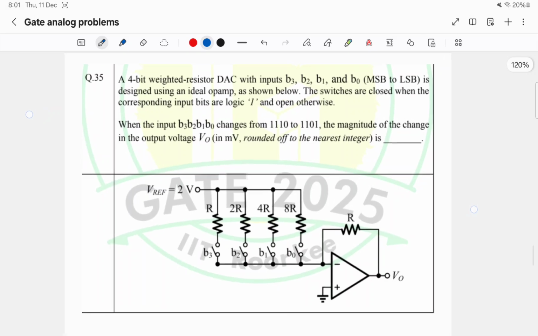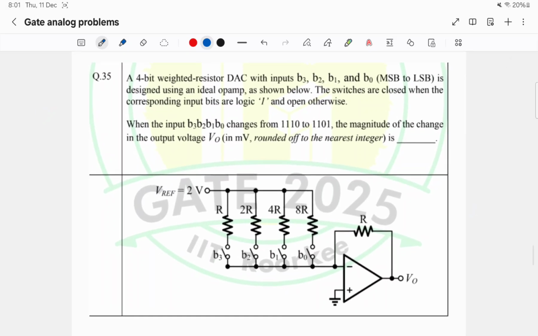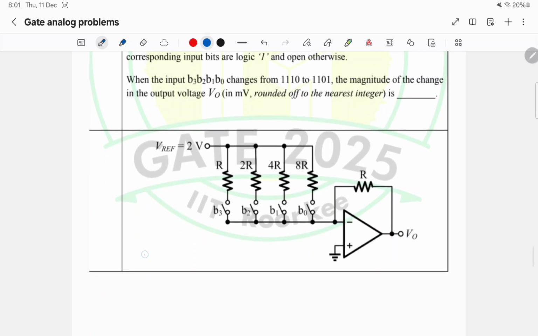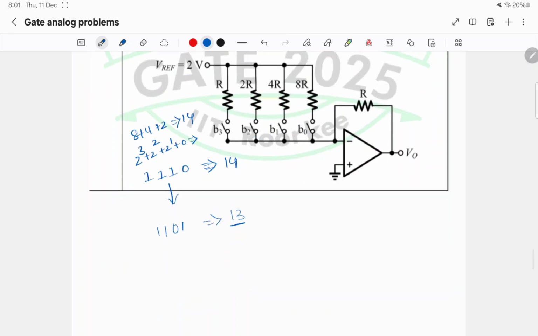And here in this problem, it is a 4-bit weighted register DAC. It is given that the input is changed from 1110 to 1101. This is 14 in decimal. This is 13 in decimal. 2 power 3 plus 2 power 2 plus 2 power 1 plus 0 is 8 plus 4 plus 2, 14. Similarly, this will come out to be 13.